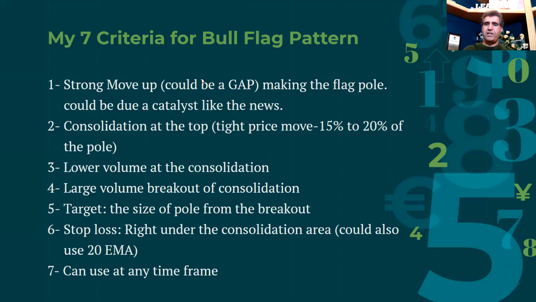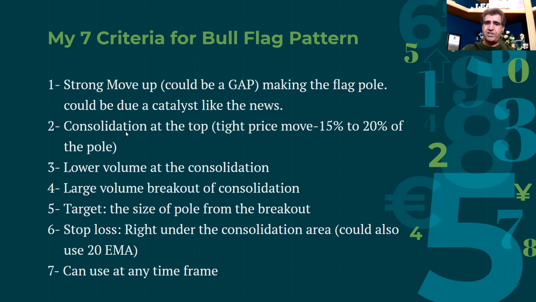So my criteria are that, again, we have that pole, we have a strong move up, and it could be a gap due to a catalyst such as news. Something comes out, FDA approval, a takeover, or some kind of very positive news, or earnings that beat the expectations, or the projection of better sales. Whatever the reason, you have a huge, really big move, which makes that big pole. So that's rule number one. You want to have that strong move up.